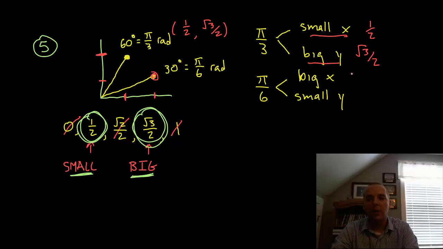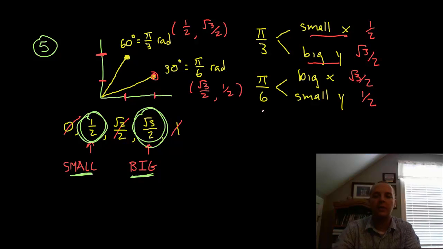So the large x value would be root 3 over 2, and the y value would be a half. So that helps you construct the point. And that's easy to remember in your head, just as you're trying to visualize the unit circle.